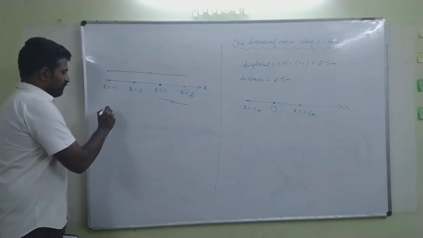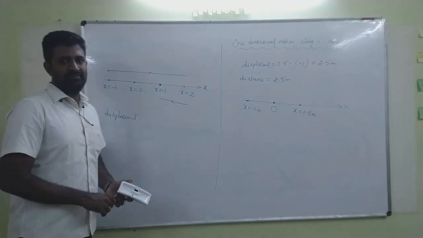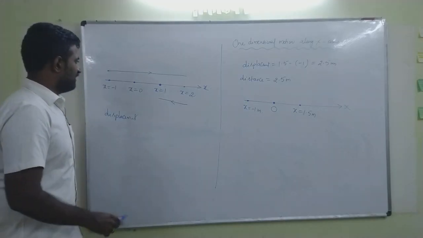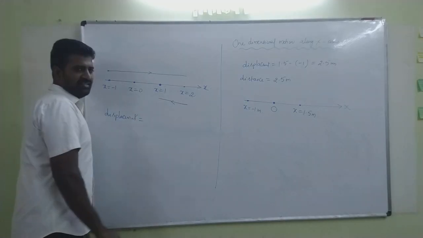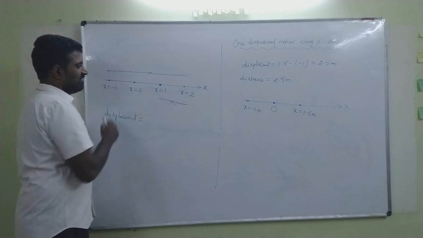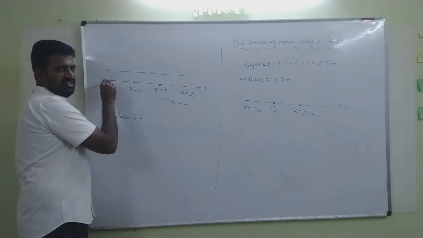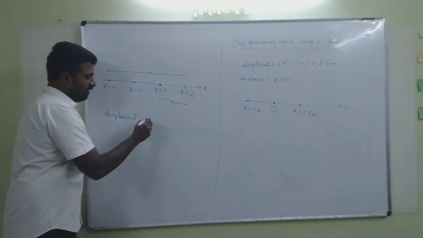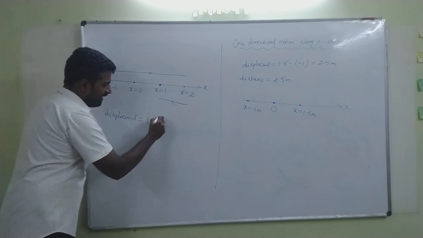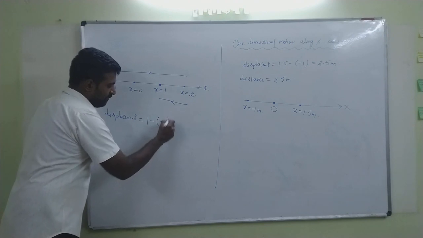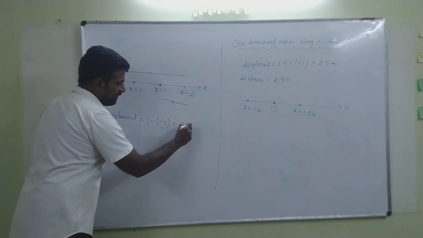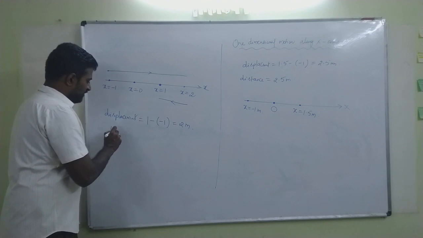Now, displacement. Displacement will be defined in this case as final position minus initial position. Final position is x equal to 1, initial position is x equal to minus 1. You can understand here the difference between displacement and distance. 1 minus (minus 1), which will be 2 meter.